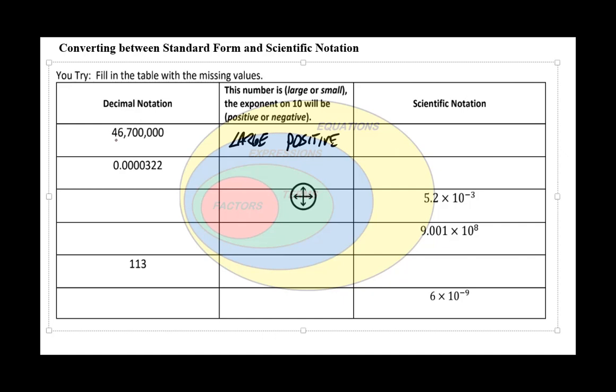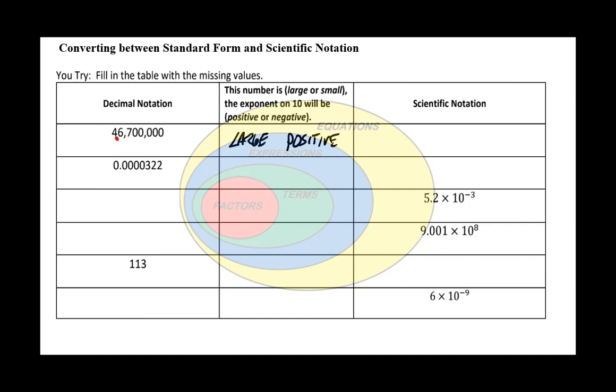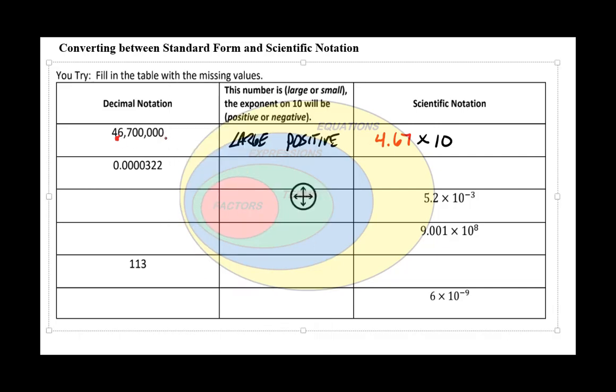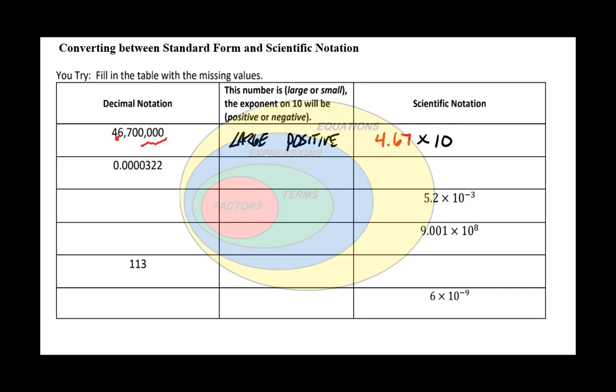So 4.6, we would want the decimal place here. So in scientific notation, it would start out with 4.67 and then times 10 raised to the, and now I need to count the decimal places from where the decimal is, would be 3, 6, 7 decimal places. So I want this to be 10 to the 7th.